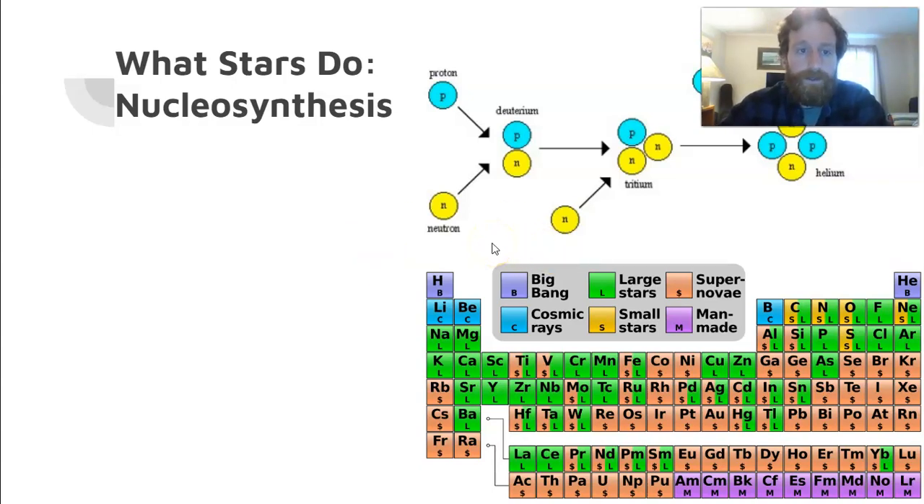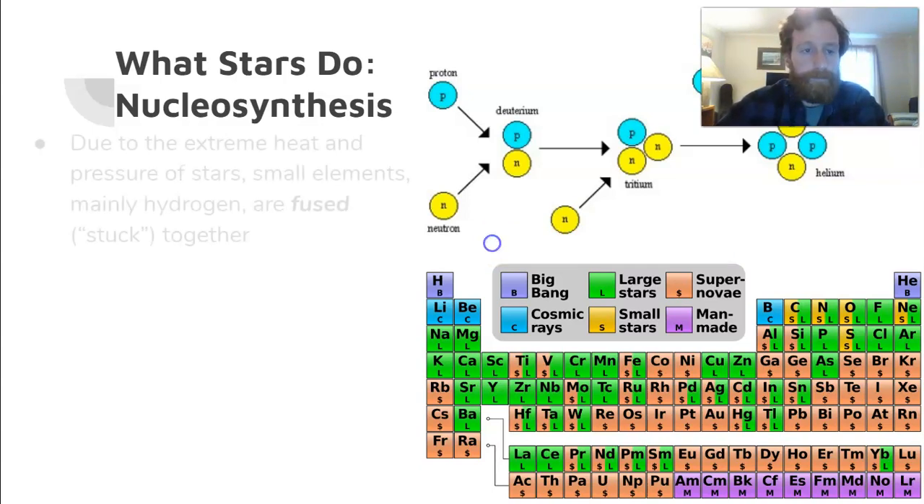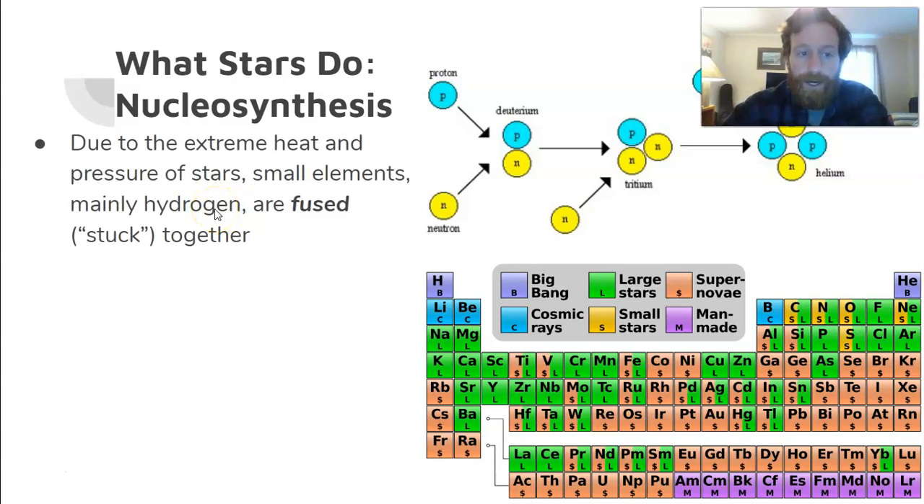So, what do stars do? The first thing is nucleosynthesis, which you've already read about a little bit. Due to the extreme heat and pressure of stars, small elements, mainly hydrogen, are fused together. And when you think of fusion, with that vocab word, I'd think of sticking together. So here's a real simple diagram where you can see smaller pieces are stuck together inside of a star to form eventually a bigger piece. In this case, we have hydrogens coming together, adding more pieces, more neutrons, and eventually making a helium atom.